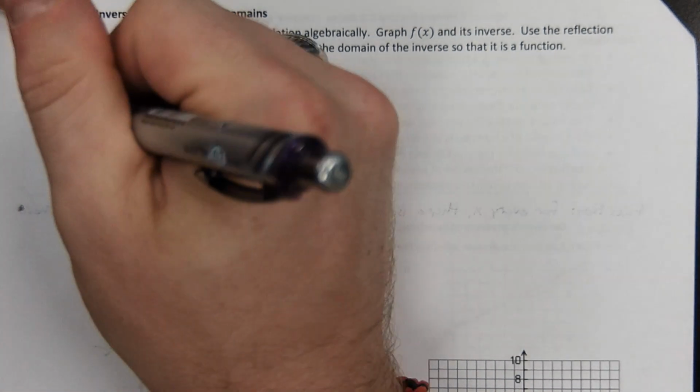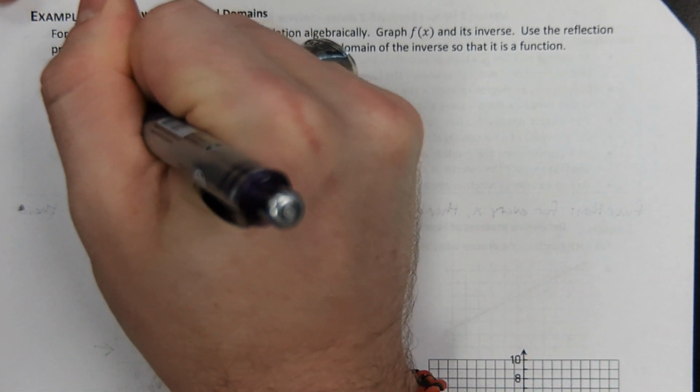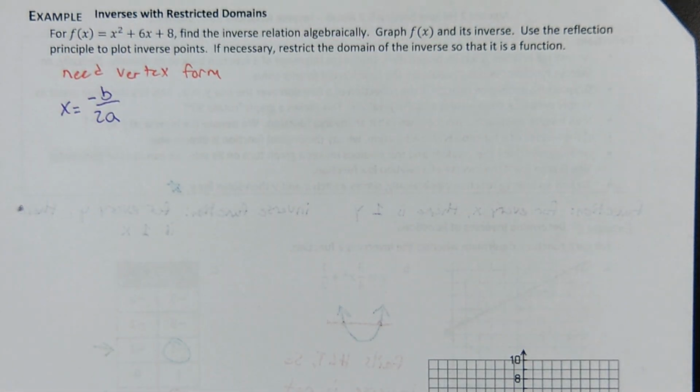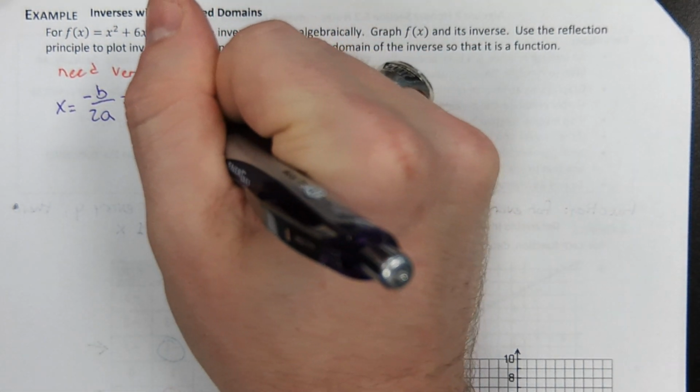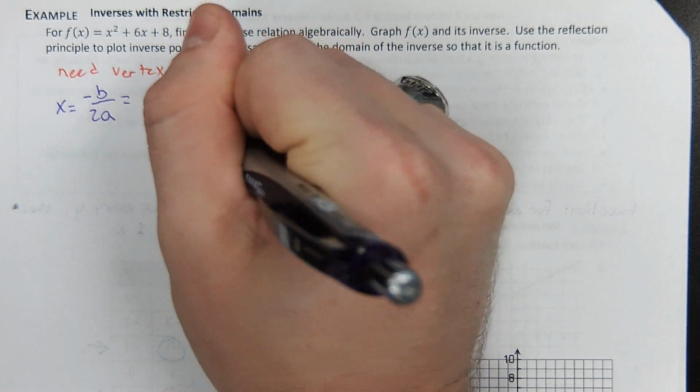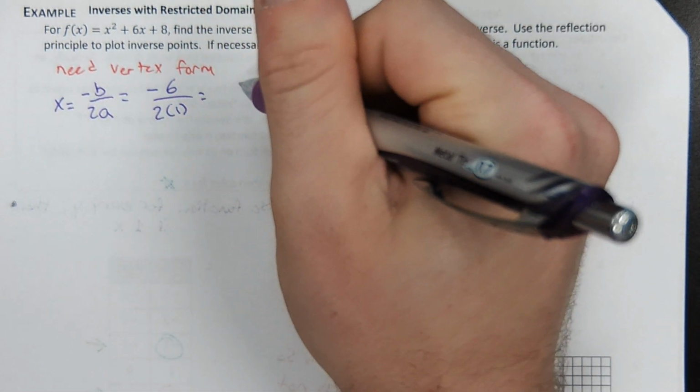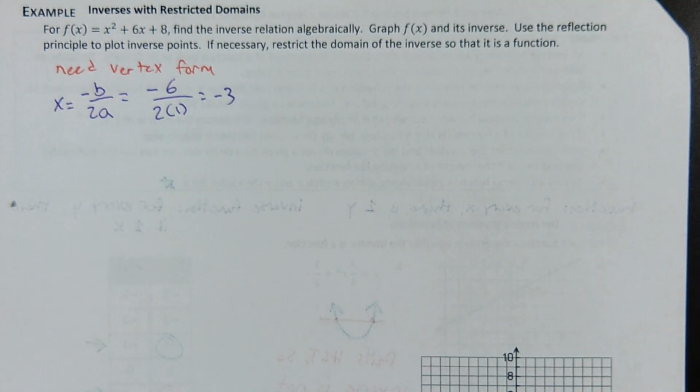I need axis of symmetry first. X equals negative b over 2a. That's how you find the axis of symmetry of standard form. So negative, my b value is 6. My a value is 1. I've already said that. Negative 6 over 2 is negative 3. I know that my quadratic has a vertex at negative 3 comma some y value. How do we get that y value? Yeah, you're going to plug in negative 3. We're going to find out what f of negative 3 is. Let's figure that out.